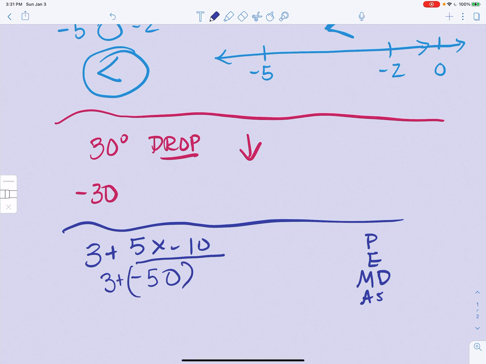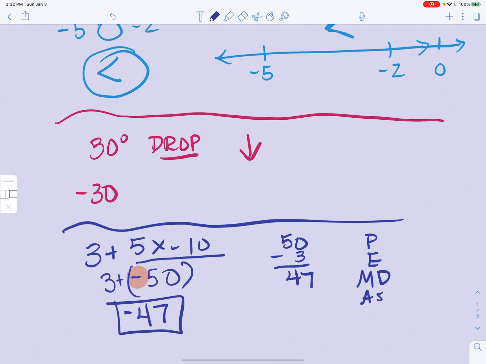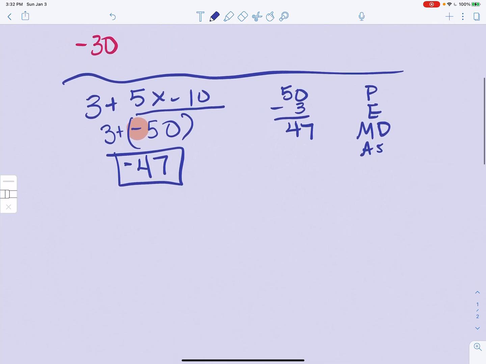So now I have two different signs, don't I? So different means I find the difference. I'm going to ignore the sign for now because I know that +3 is different than -50. So I'll do 50 minus 3 is 47. And then I'm going to think about which one is further from 0. Well, the negative sign, this one is the furthest from 0, so it wins the sign. The answer to that one is -47. Okay. Next problem.